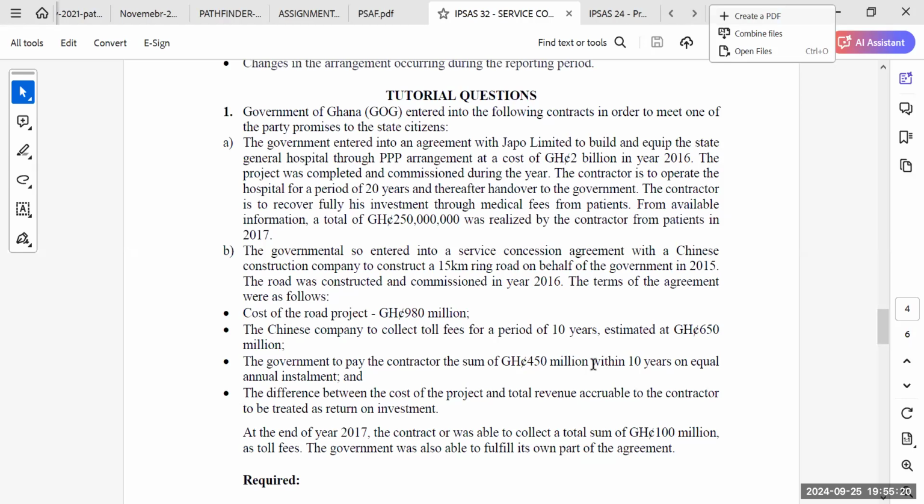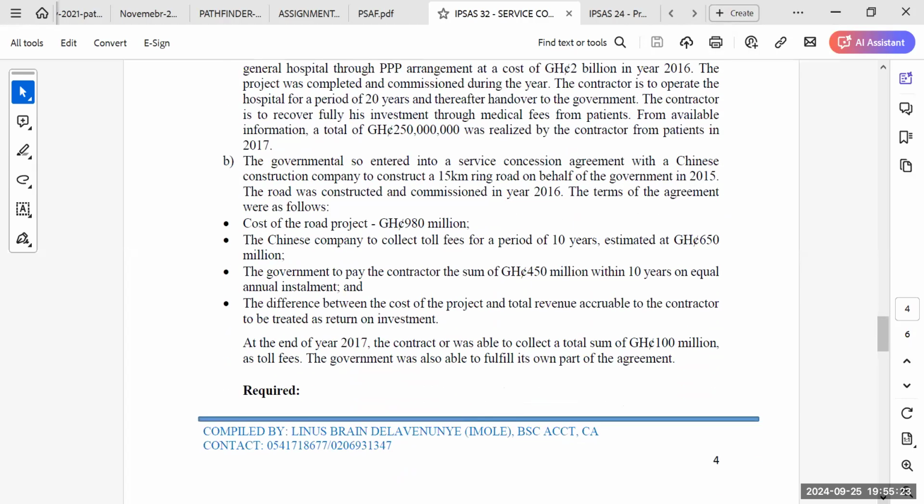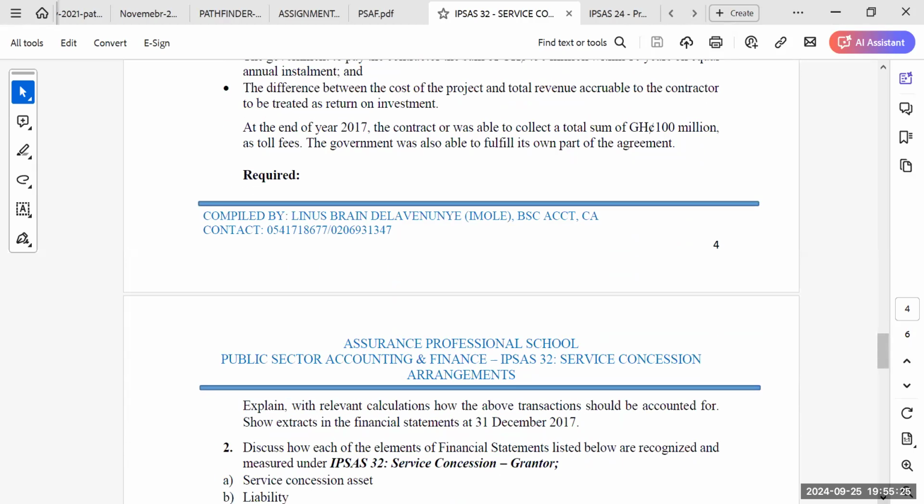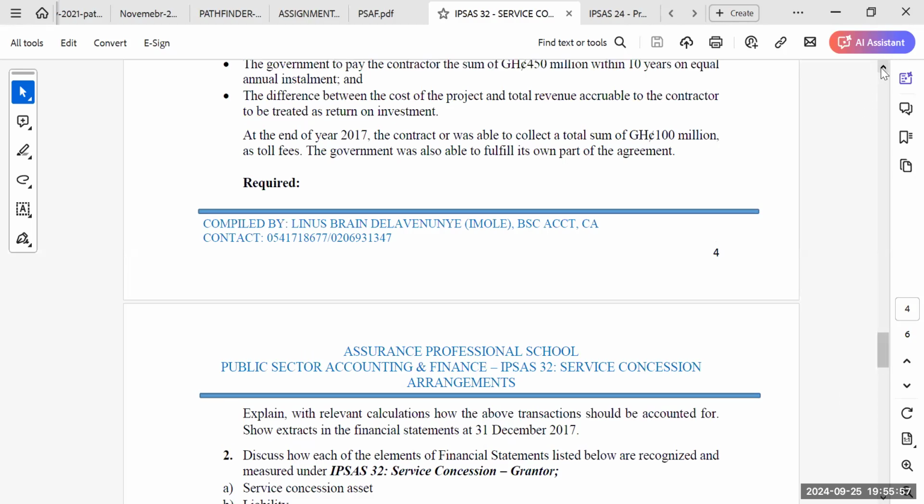At the end of the year 2017, the contractor was able to collect a total of 100 million Ghana cedis as toll fees. The government was also able to fulfill its own part of the agreement required. Explain how the above transaction should be accounted for. Show extracts in the financial statements at 31 December 2017.